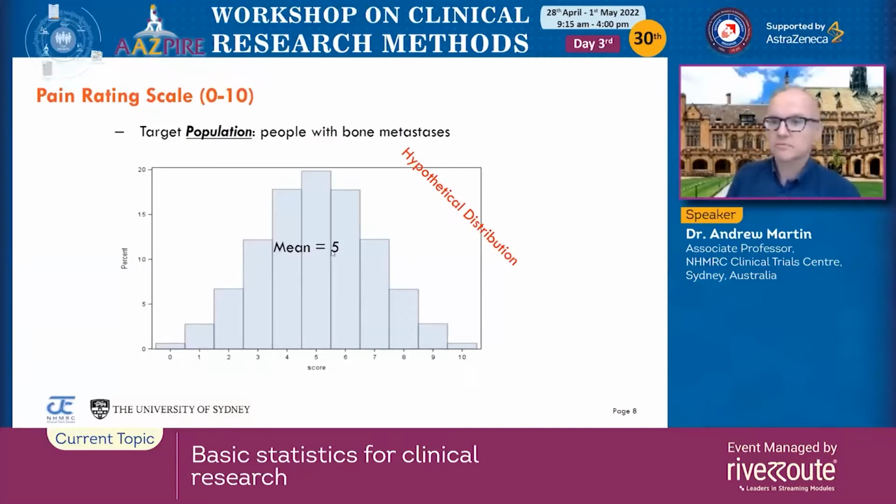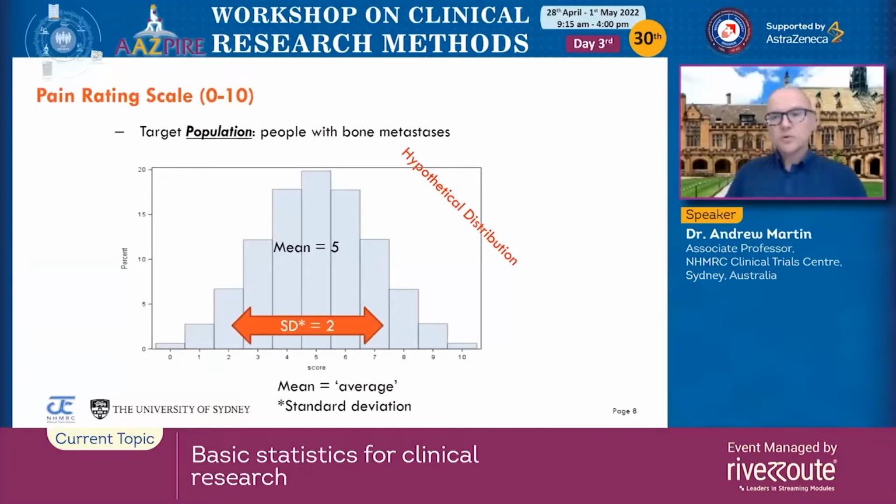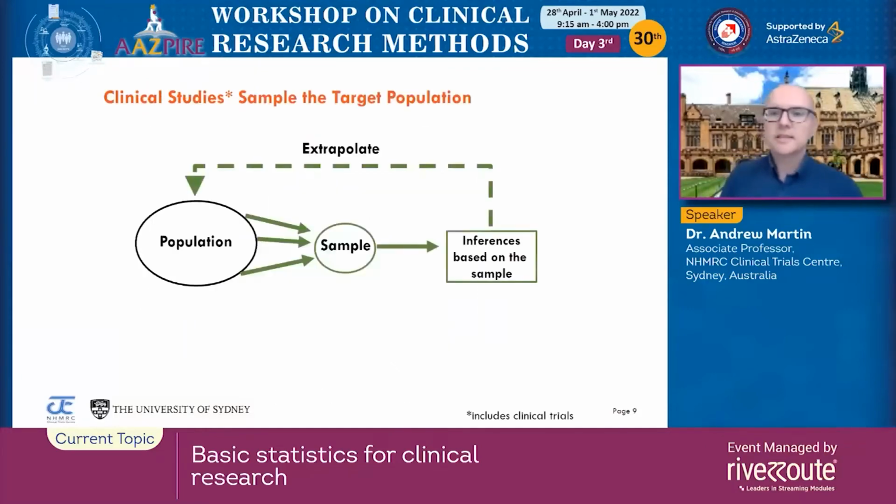So the average score in the population is 5 for these hypothetical data. And we can also use another statistic to reflect how spread out the distribution of pain scores is. And so we're seeing a standard deviation statistic appearing on the slide here. All right, now I've said that we'll never be able to obtain measurements from the entire target population of interest. So how do we find out information from that group?